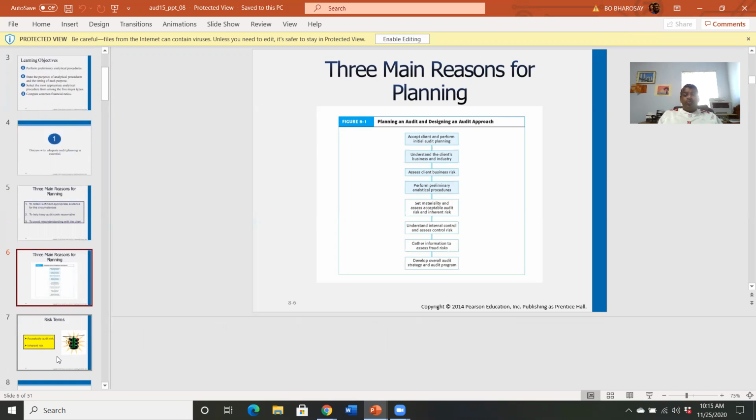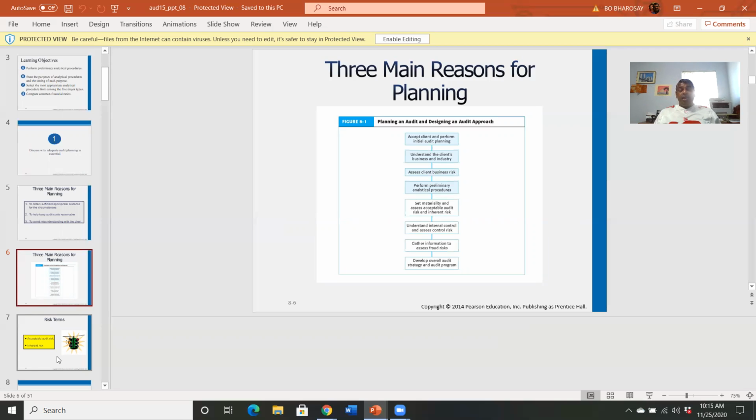The main reasons for planning: accept the client and perform initial audit planning, understand the client's business and the industry. We're going to talk about this shortly. Assess client business risk. We'll talk about that shortly. Perform preliminary analytical procedures. These four topics we're going to discuss in chapter 8.